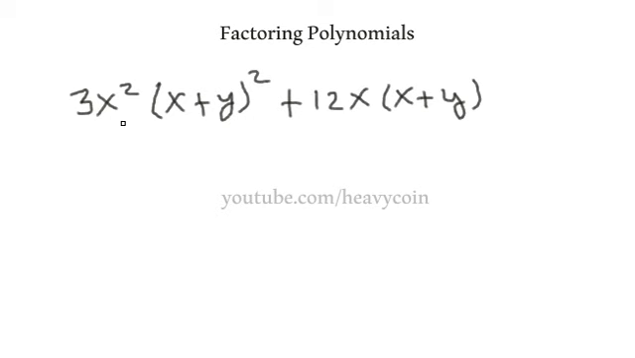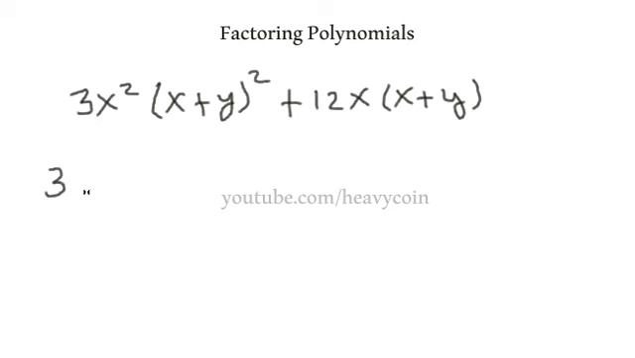Okay, so let's take a look at this. We've got a 3, and 3 goes into 12, so we're going to factor out a 3. We have an x squared and an x over here, so we're going to factor out an x. Remember, this is to the first power, so we always pull out the one with the smallest power. We have an x plus y squared and an x plus y, so we're going to factor out both. We're going to do a lot of factoring out here.